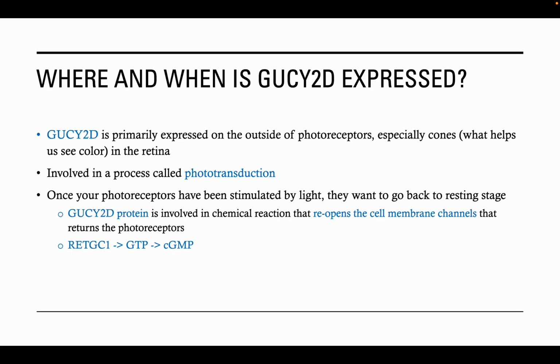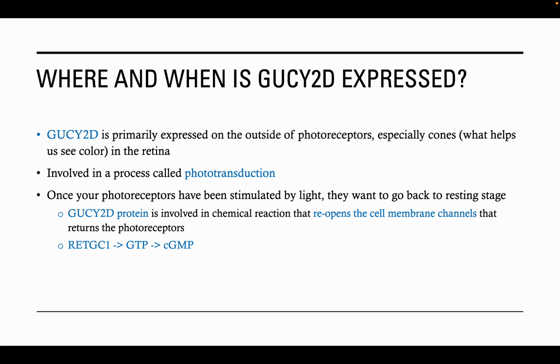So where and when is guanylate cyclase 2D expressed? It is primarily expressed on the outside of your photoreceptors, so the cones. There are two types of photoreceptors, cones and rods, and cones are what help you see color in the retina. It is involved in the process called phototransduction.